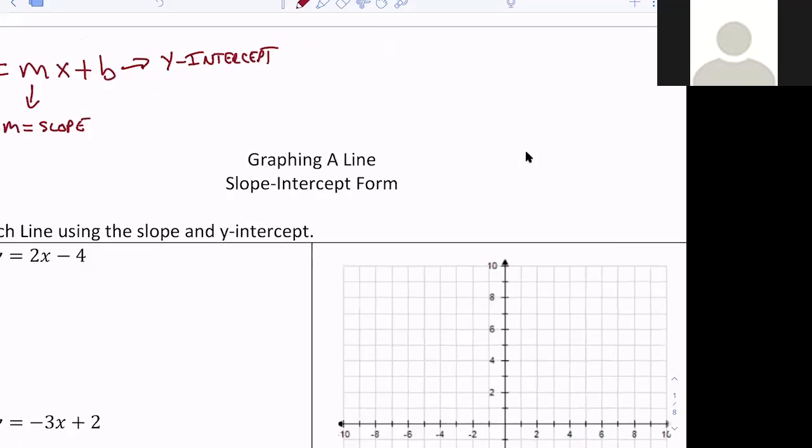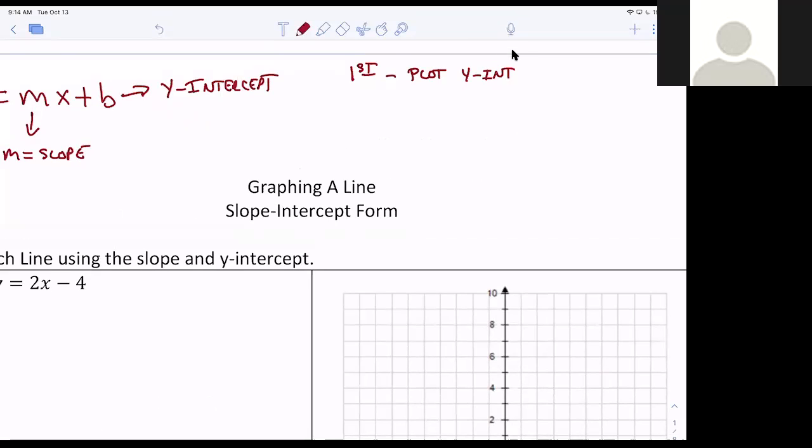Now here are your steps. Number one, plot the y-intercept. Second step, use m to find a second point. First step, plot the y-intercept. Second step, use m. M is the slope. You're going to use the slope to find a second point. That's how simple it is. And then step 3, graph the line.